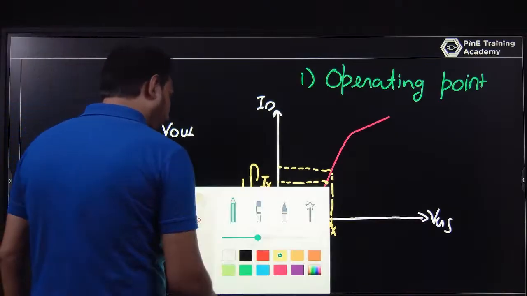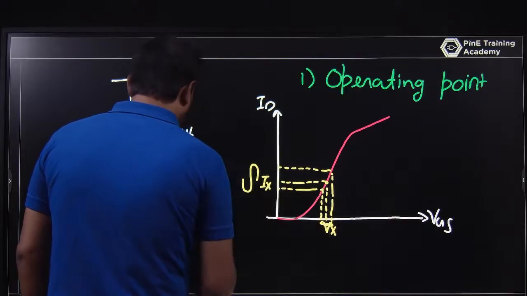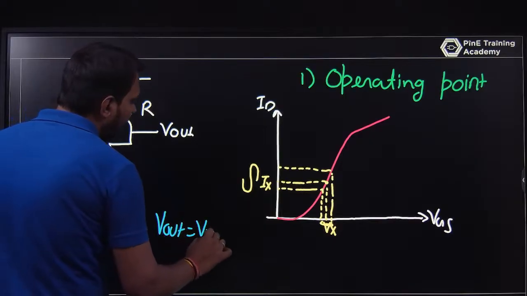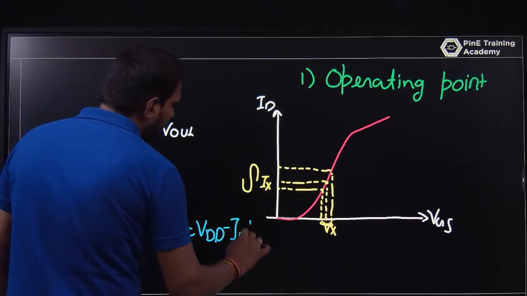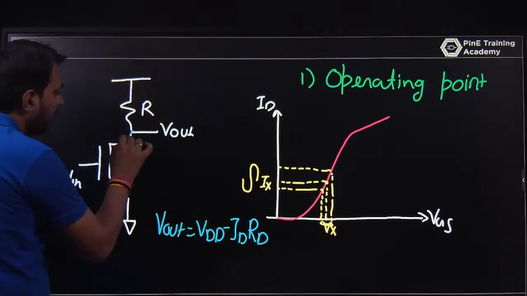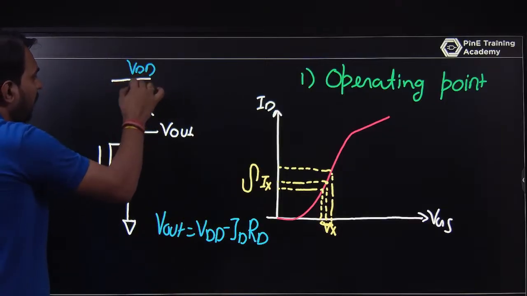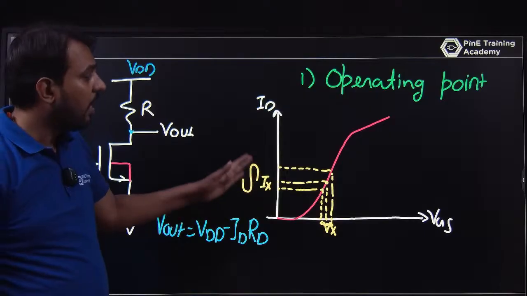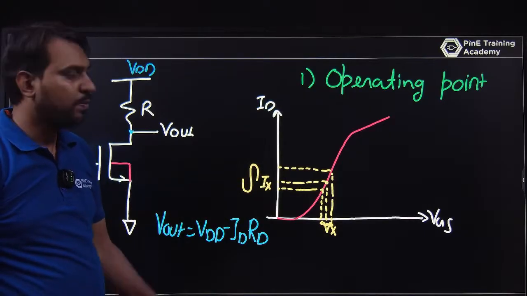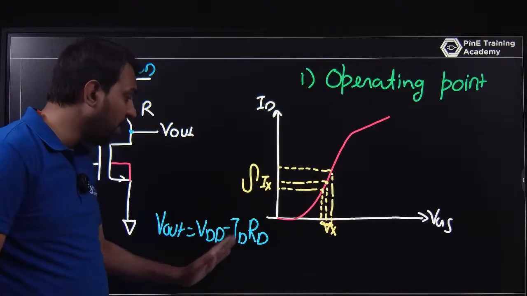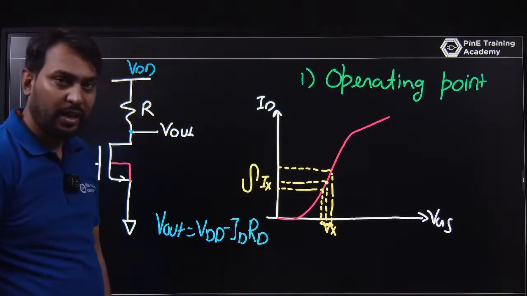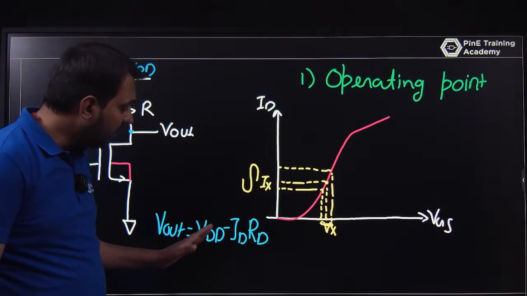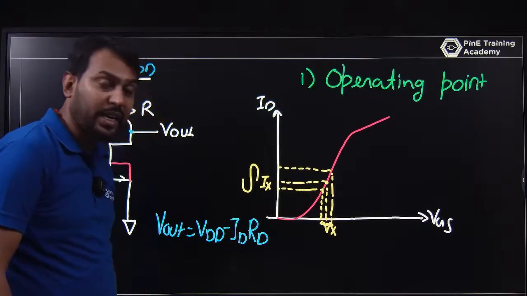Similarly, what is V out? V out is equal to VDD minus IDRD. The current is changing as per the gate to source voltage, so V out also changes as the current changes. Let RD be fixed here. So VDD is fixed, RD is fixed, and the current is changing. Your V out decreases as ID increases.